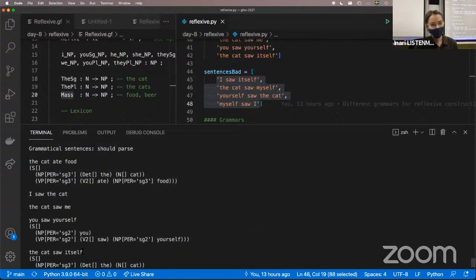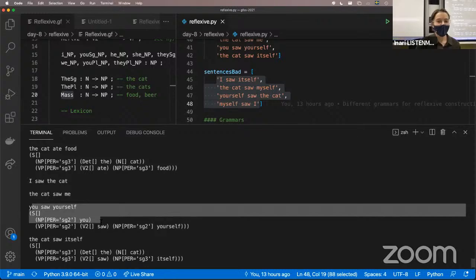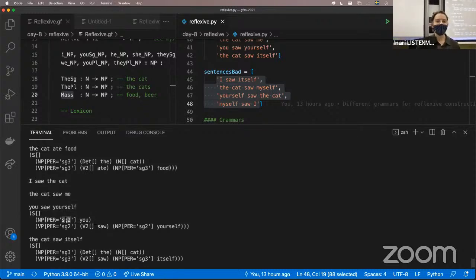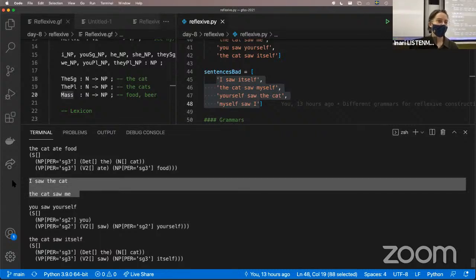We can still parse "you saw yourself", because that's you here, and so SG2 matches. This rule is specifically made to just accommodate the reflexives. That's why I added these normal transitives in the test set, because otherwise we would have been done with this.